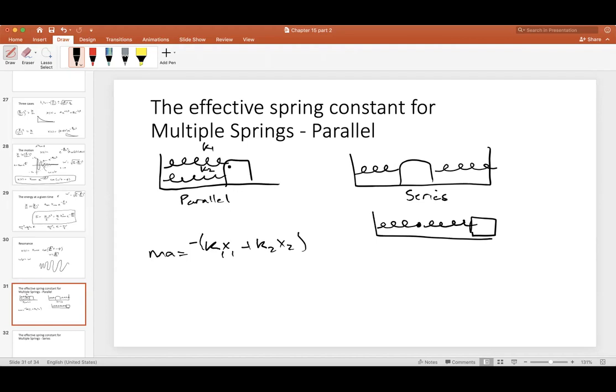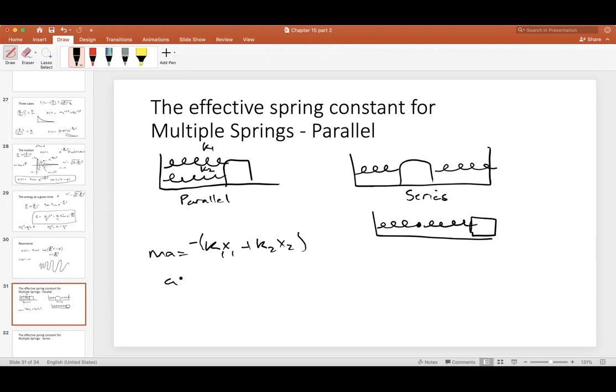X1 and X2 would better be the same. We can't be pulling one of these more than the other, right? They're going to both be pulled. If they have equal rest lengths to begin with, then they're both going to be pulled the same X, and therefore they're going to have the same K, right? Otherwise, the block's going to try and turn and rotate, and we don't want any of that happening.